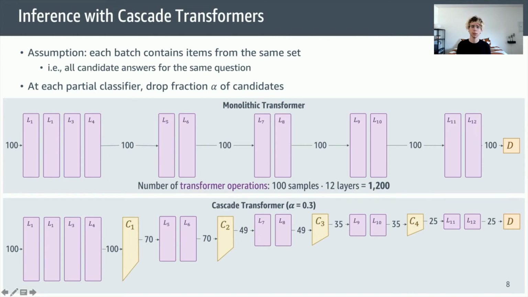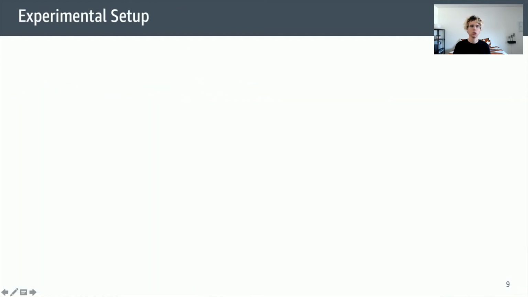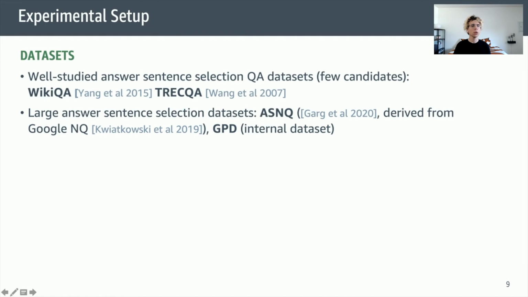And what this results in is a much lower number of transformer operations. So 758 instead of 1200, which equals a 37% reduction in cost per batch as expressed in terms of transformer operations. Now for the experimental setup, we evaluate our approach on 4 datasets.